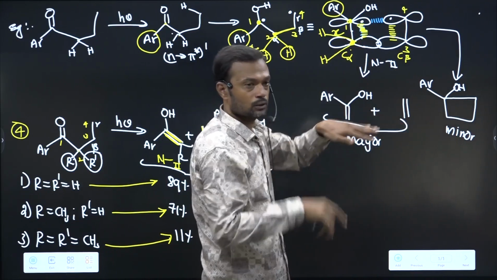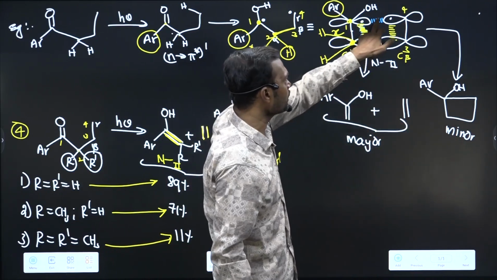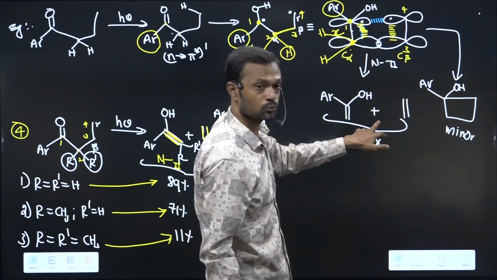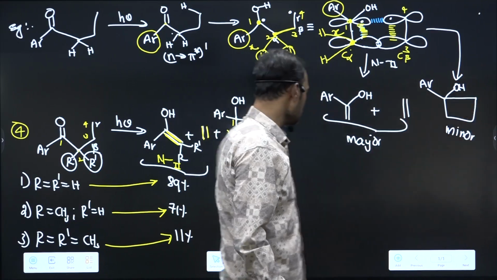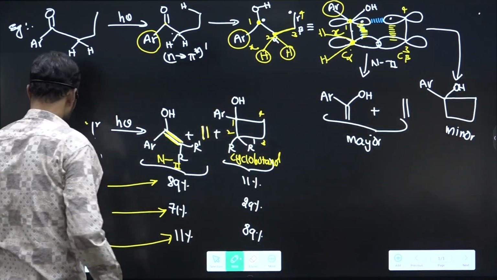All are planar. So when all are planar, sidewise dominates linear. At that time Norrish type 2 is true. There is no cyclobutanol formation. This is minor. Suppose I take the second possibility.